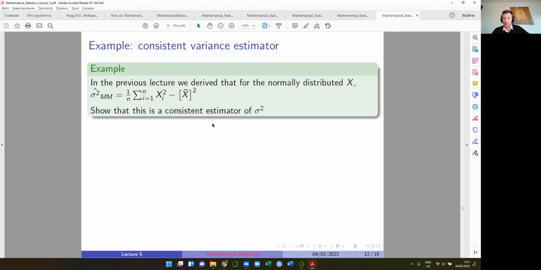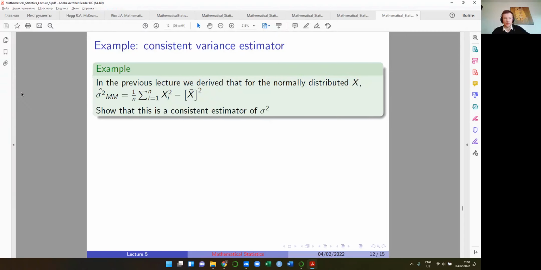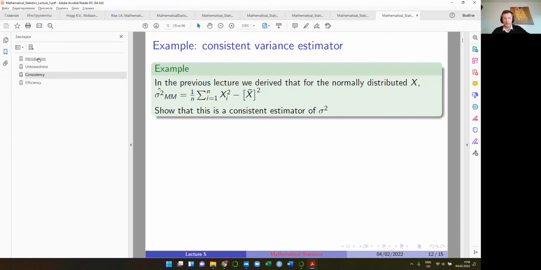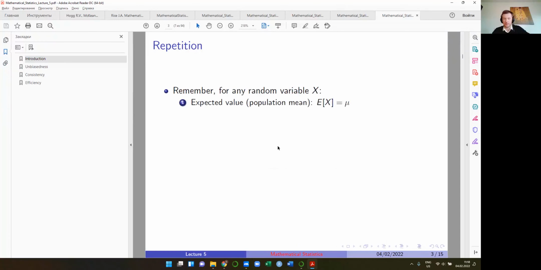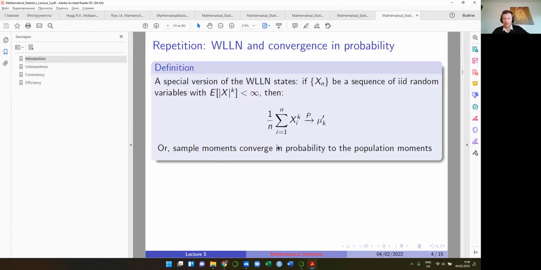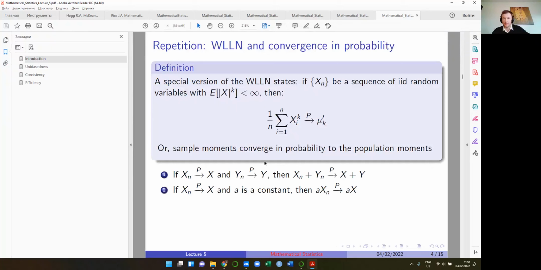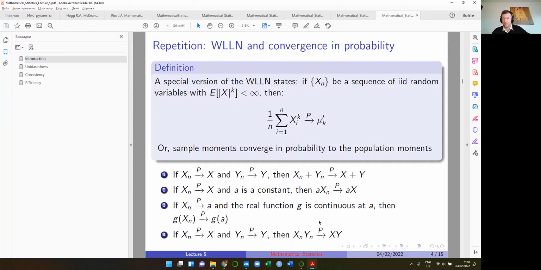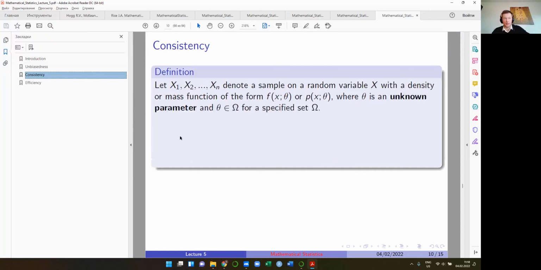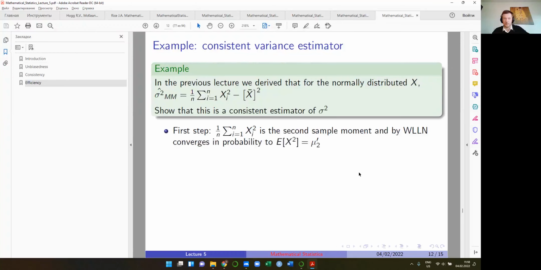So now, in order to show this consistency, we need to remember those properties from the beginning. First of all, this weak law of large numbers, and second, all these things. So let's see how this works. So the first step. So this is what? This is the second sample moment.